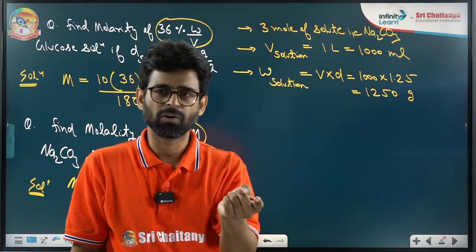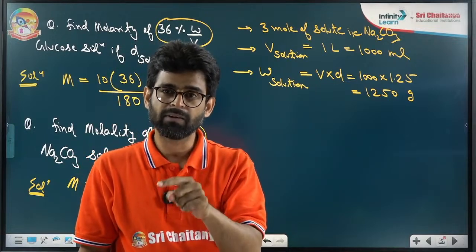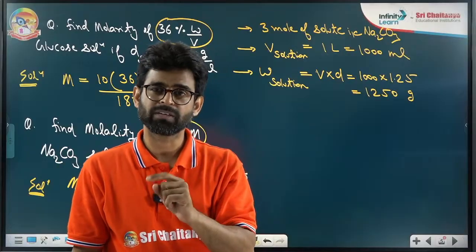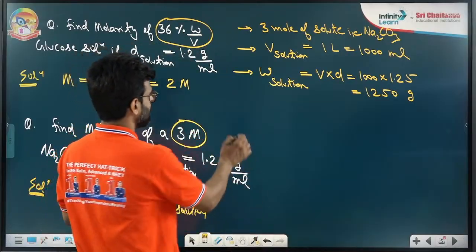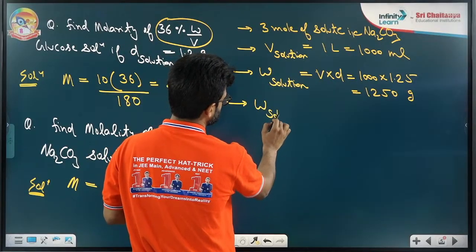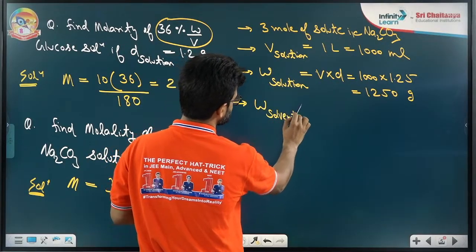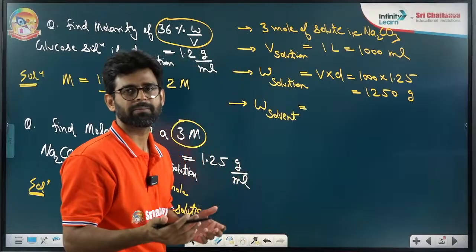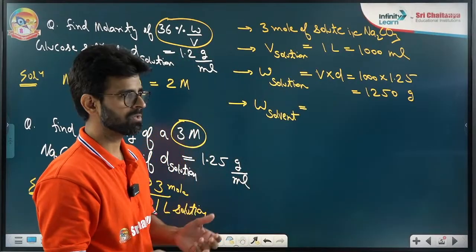Volume we have, density we have, so we can find the weight. Now I can find the weight of solvent. When we use the shortcut, this will not take so much time. We will write a shortcut also, don't worry.